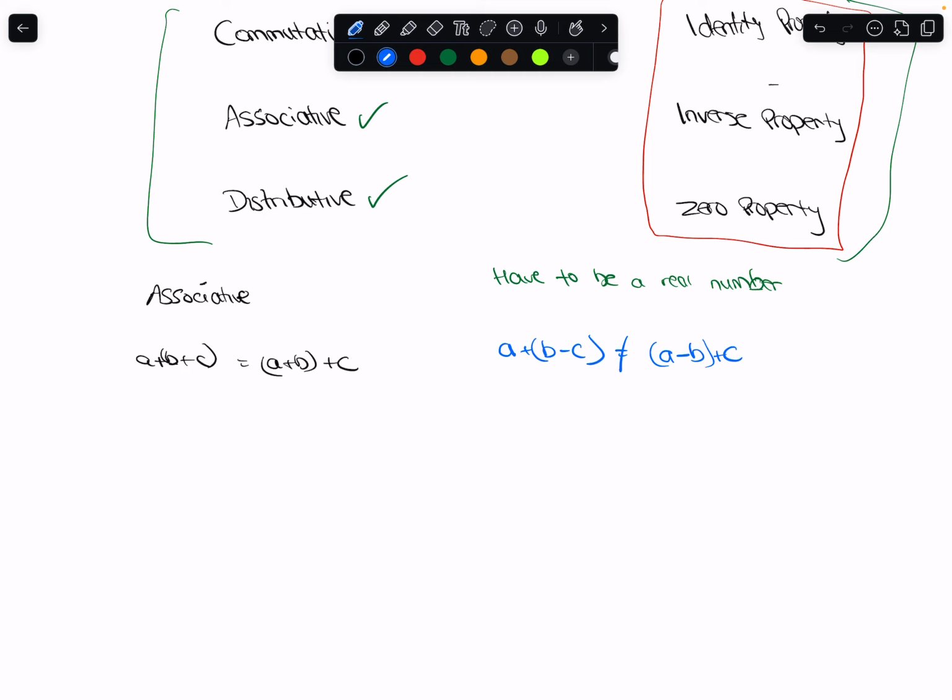And this is also going to be applied for division. If I did A divided by B times C, it's not going to be the same as if I did, actually, now let's not do multiplication, let's do addition. It will not be the same as if I did A plus B divided by C. The answer will be completely different. And this is why it only works for addition and multiplication. So we got the hang of that. Now let's dive into our other three properties.